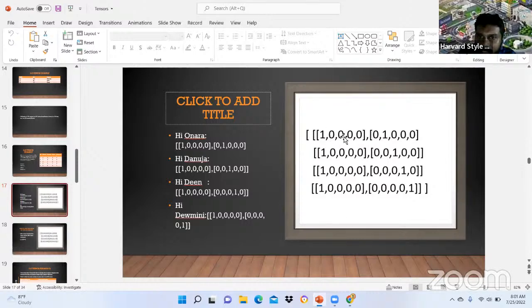How does it come? This is for Hi Onara. This is for Hi Danuja, Hi Dean, and Hi Devmini. So this is, guys, a collection of matrices. A collection of matrices means a 3D array. Did you get this, guys? Did you understand this example?